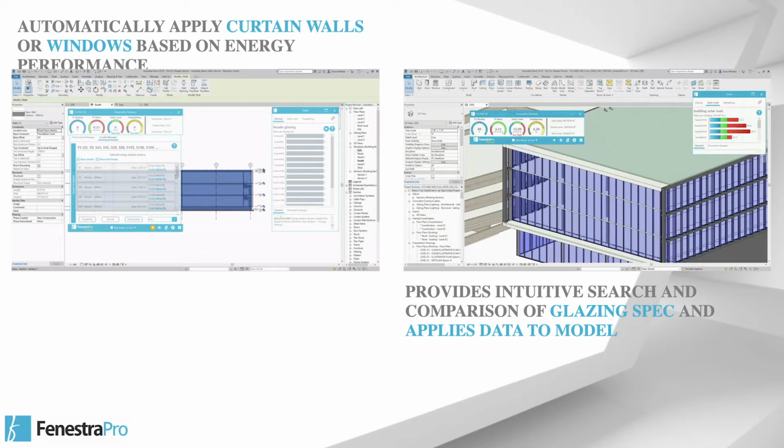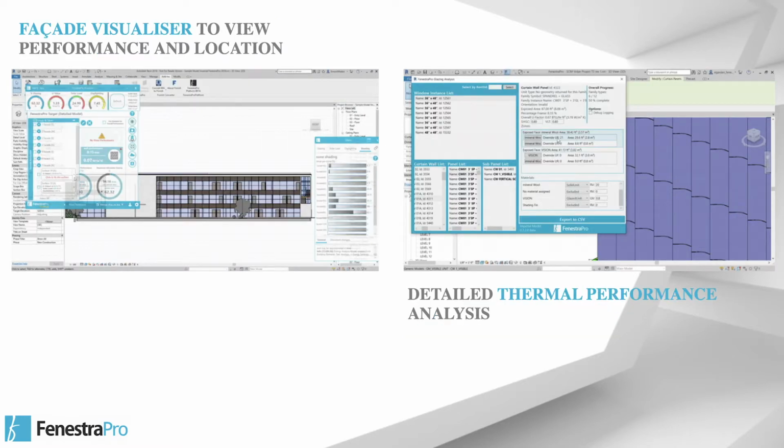So FenestraPro can say, I want a U value of X and a daylight performance of Y, and FenestraPro will spit out all of the glass types that are going to achieve that, but then also apply it onto the building information model and apply those properties. We have things like facade visualizers to understand the performance and the location. We have a very detailed thermal performance analysis tool that can start understanding frame and distance from the center pane and boundary conditions and all of this really detailed stuff that is getting quite mind-blowing at this time in the morning.